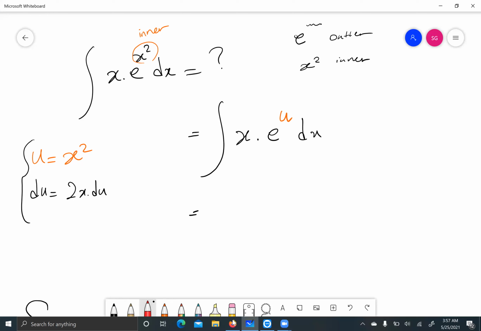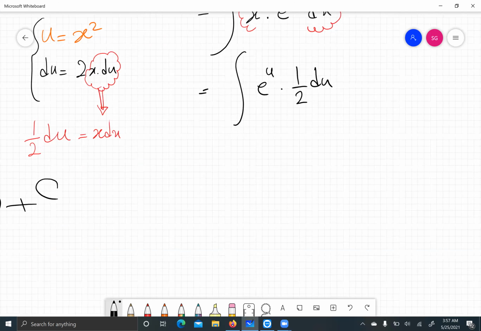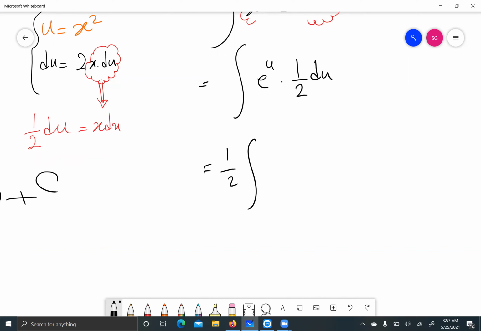What is left is x and dx, x times dx. But that is also easy to express in terms of u, because we have it right here. From here, we can solve for x dx in terms of u. So it's going to be half of du. So the integral is going to be e to the u times half of du. Then it is easy to take this integral. The integral of e to the u with respect to u is e to the u. Remember? It's just e to the u.